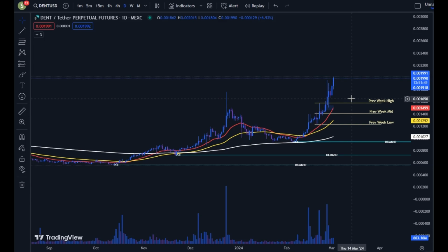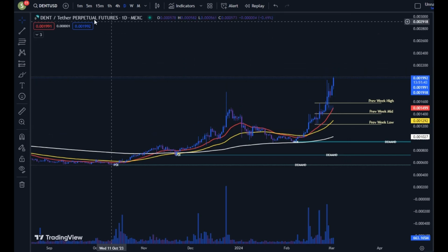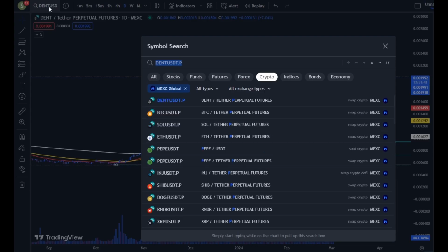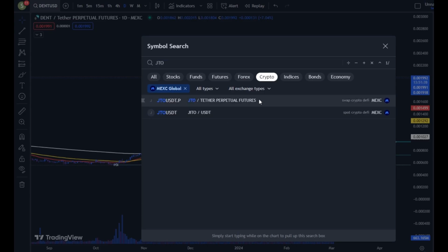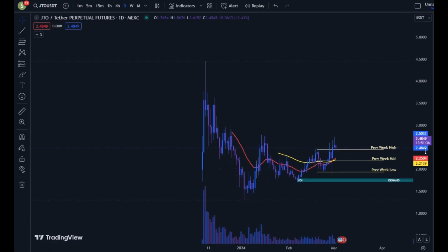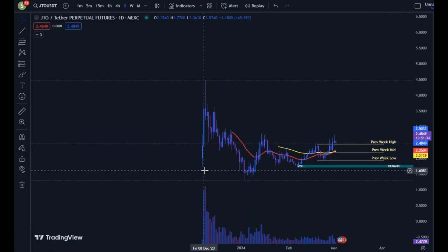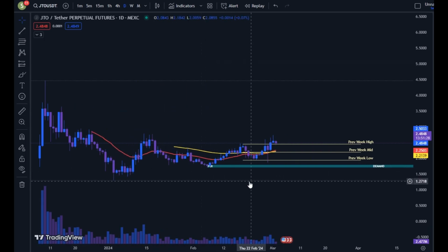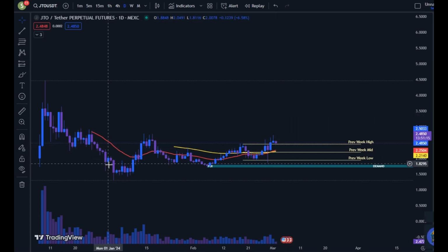Then we've got JTO or JITO. Let's have a look at JITO. See, there isn't a lot of data on JITO. It's a fairly new coin. When was it released? December. You've got your 20 crossing over. You've got your 50 underneath. JITO, it's holding this area here. But you see how it's broken the downtrend?